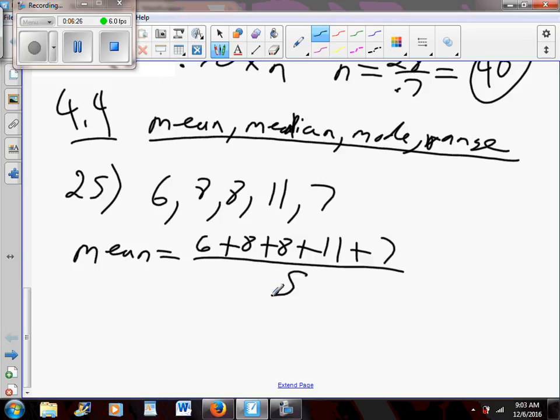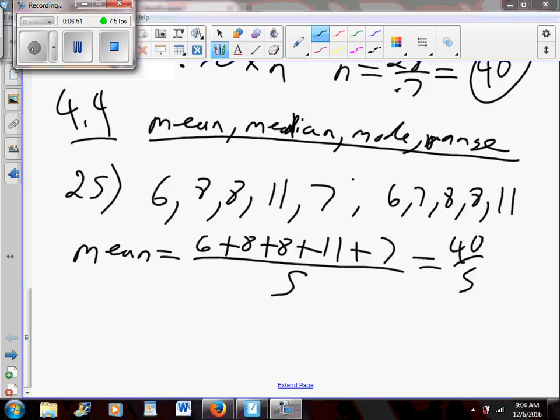5. Perhaps what I should do is back up for a moment and say this. I think as a habit, when you see these data sets, you can rewrite them in numerical order: 6, 7, 8, 8, and 11. Regardless, the sum and the average are not going to change. But let's calculate the mean here. The numerator adds up to 40 divided by 5. The mean is going to be 8.